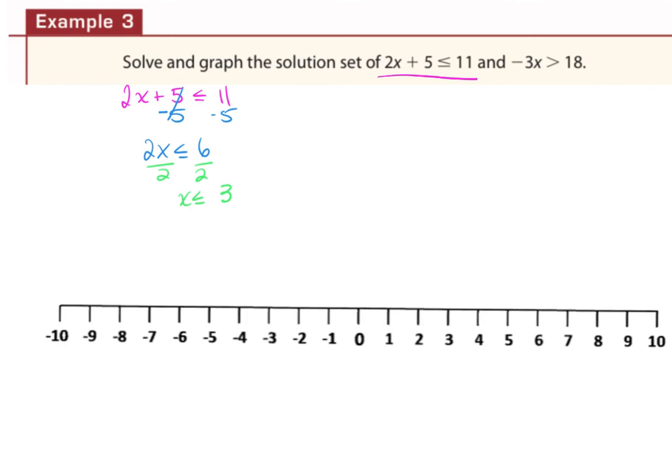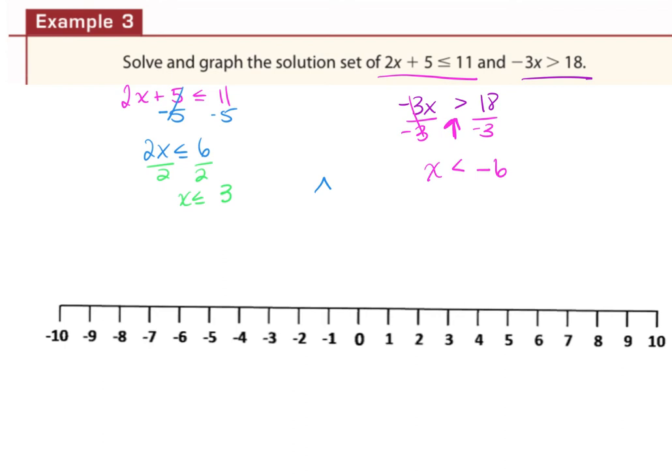All right. Then I'm going to take the other one. Negative 3x is greater than 18. This is just one step here. Divide both sides by negative 3. What do I need to do here? I need to flip it because it's divided by a negative, and then 18 divided by negative 3 is negative 6. So my answer looks like this. x is less than or equal to 3. x is less than negative 6.